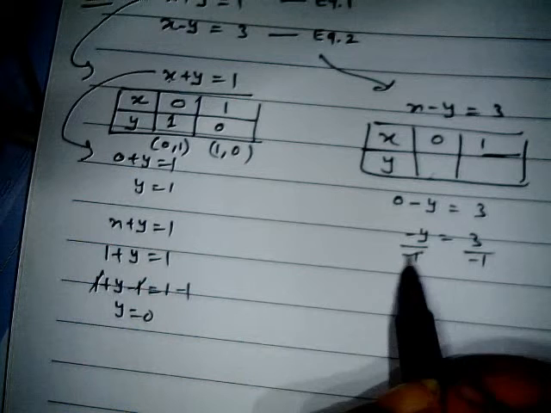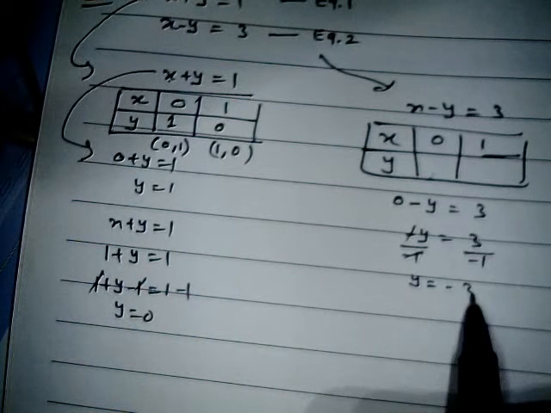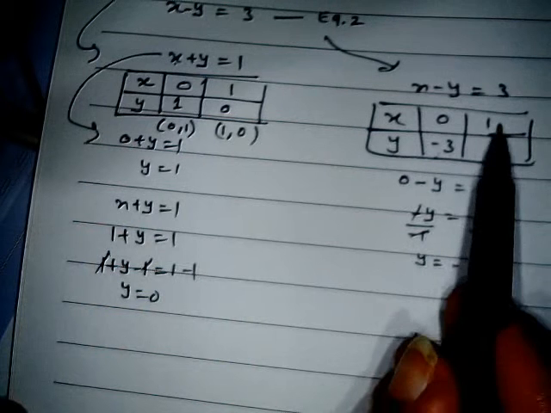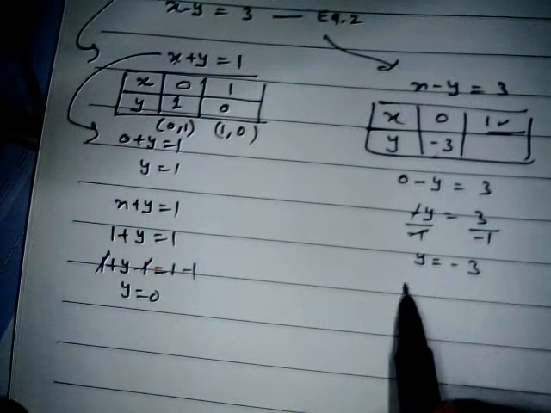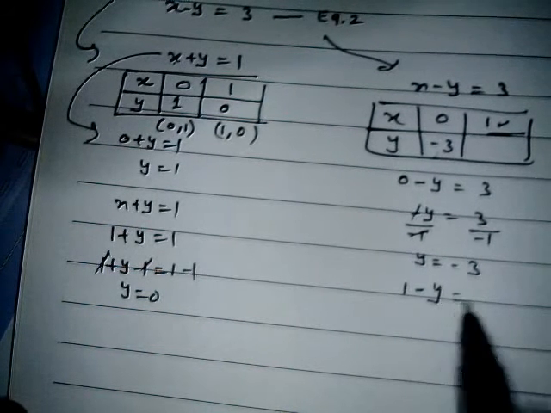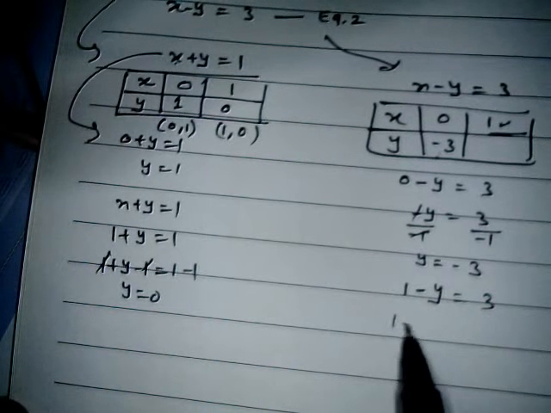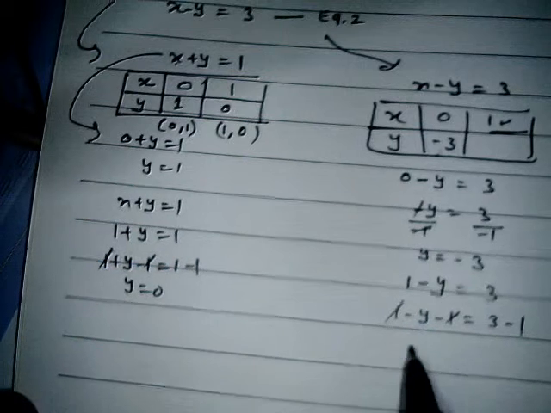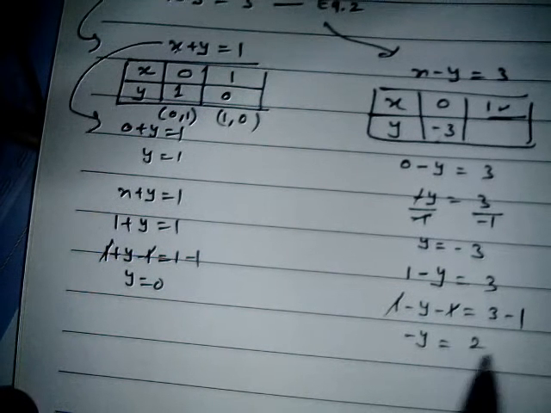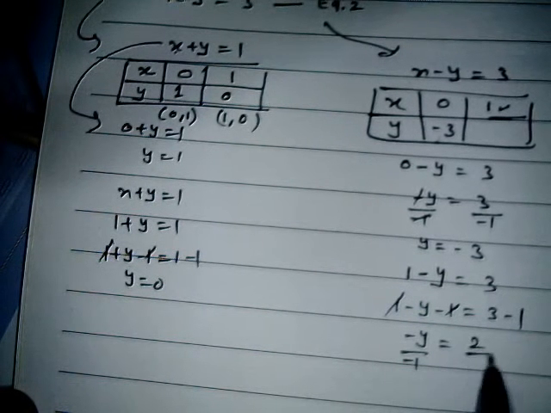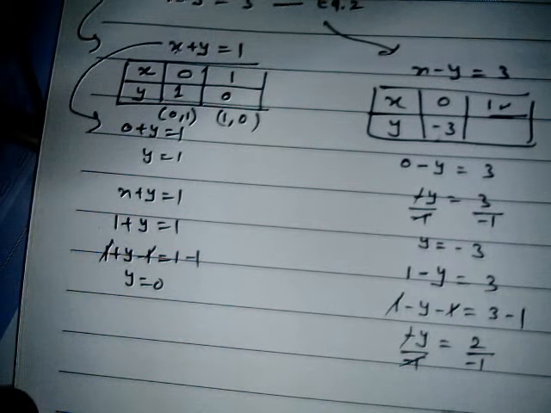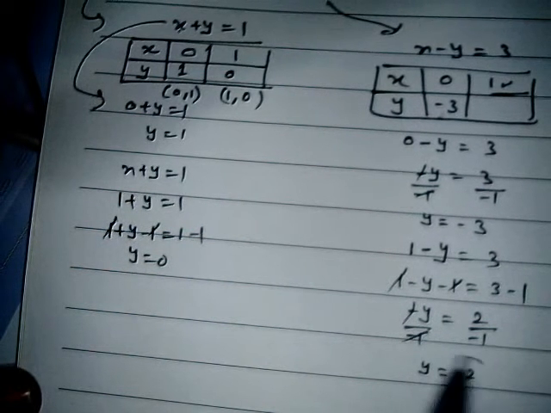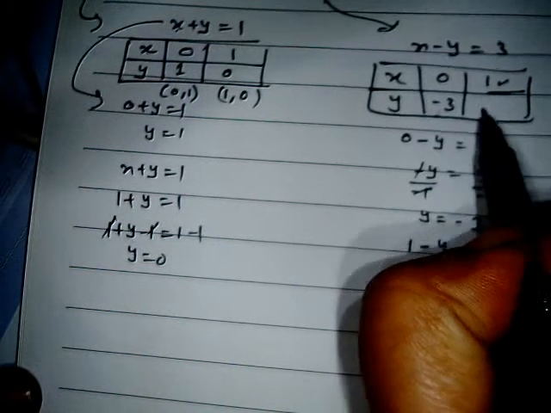Okay, now I need to plug in x equals 1, so I plug in 1 minus y equals 3. So 1 minus 1 cancels out, and now negative y equals 2. To remove this negative sign I divide both sides by negative 1, so y equals negative 2. So the first coordinate is 0, negative 3, and this one is 1, negative 2.